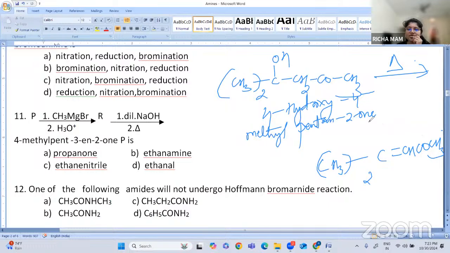So the first step is you react it with a Grignard reagent. I'm going to get a ketone. Further, react it with dilute NaOH, which undergoes aldol condensation. I'm going to get a hydroxy compound, and then after heating I'm going to get this. So our starting material is ethane nitrile.